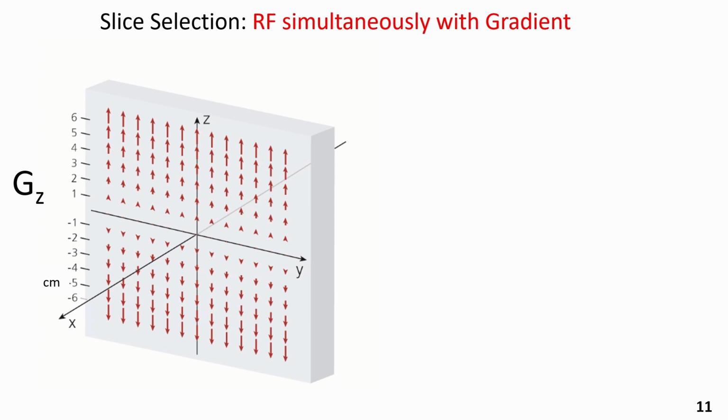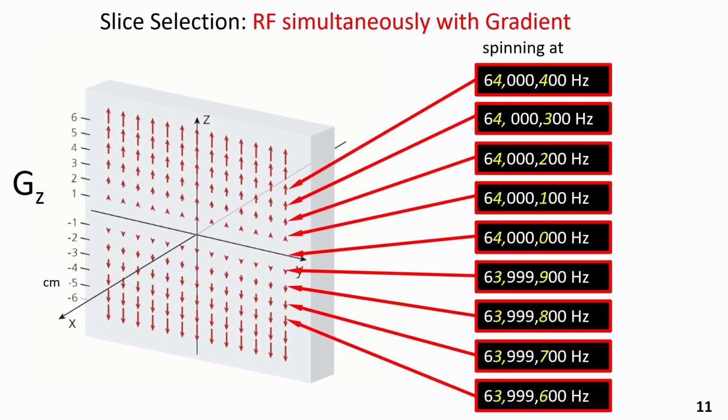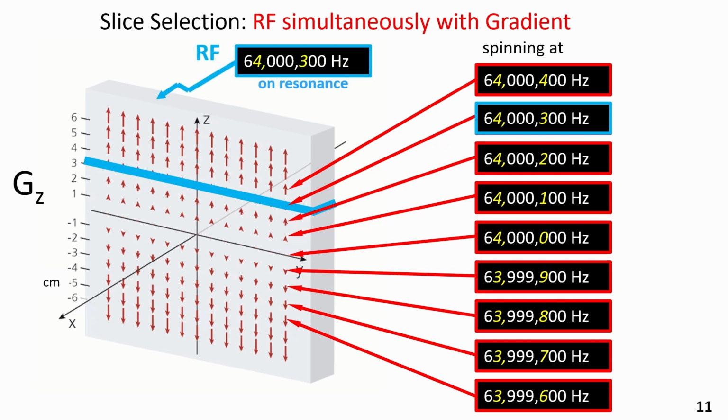We turn on the Z gradient, and spins will spin at different frequencies depending on their Z location. Suppose we want to image the blue slice at Z equals 3 centimeters. We see that the spins there are spinning at 64.000300 Hertz. We transmit the RF pulse at that frequency.